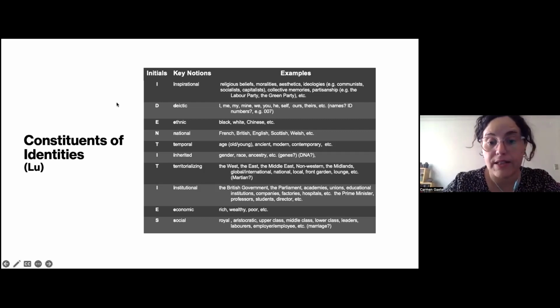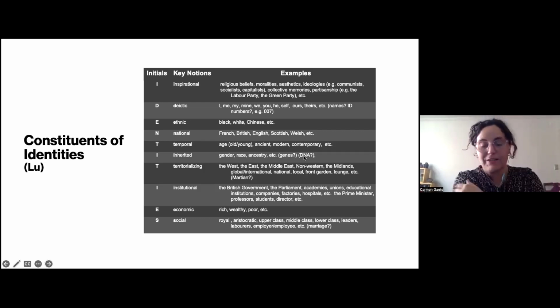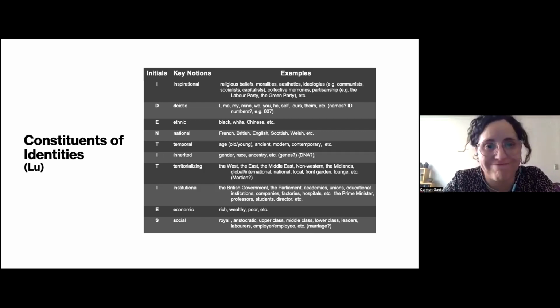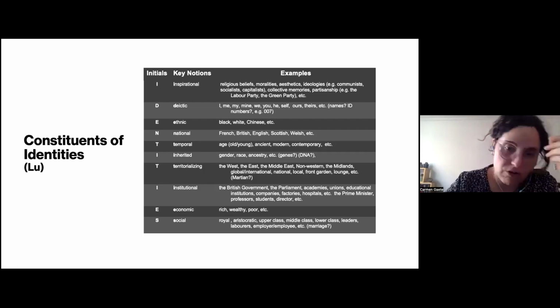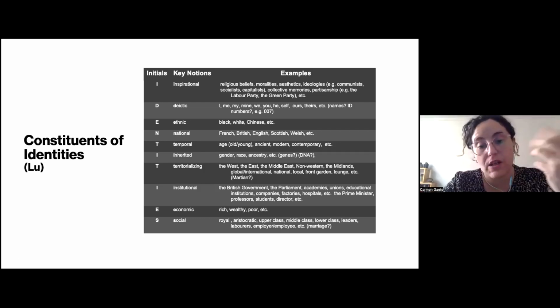Inherited as well: gender, race, ancestry, etc., etc., DNA. If you've seen this, there's plenty of them on Netflix. There's documentaries about twins, for example. You will see that the way certain people behave is determined by their DNA information. And that's very nice as well, right? Although it can be a little bit daunting too. Territorializing. So the West, the East, the Middle East, non-Western, etc., of course, regardless of the nationality, the place where you live is going to influence how you are, and the constituents of your identity.